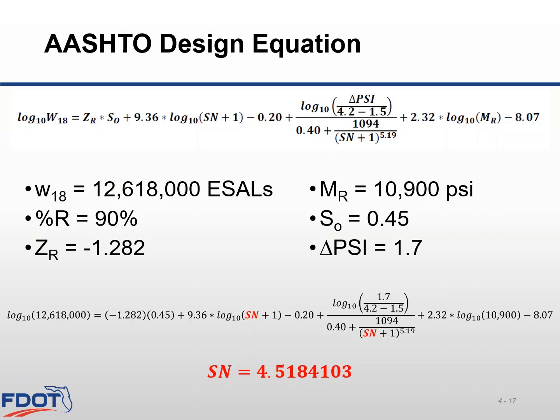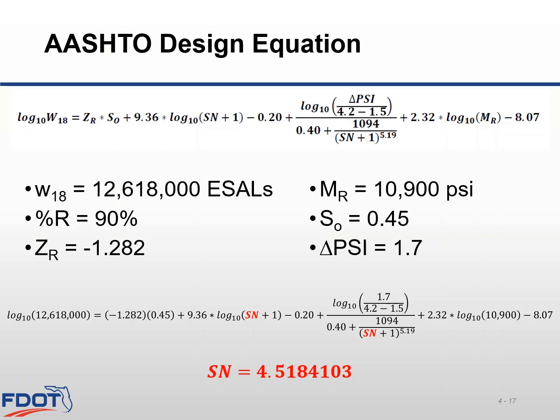So now we see what the equation looks like with everything plugged in. Our only unknown value is the structural number. So if you were to go through and solve this equation for Sn, you would get 4.5184103. So our required structural number is 4.52, and we'll get into exactly what that means for our pavement design in just a minute. But first, let's take a look at a quicker way to arrive at this number.